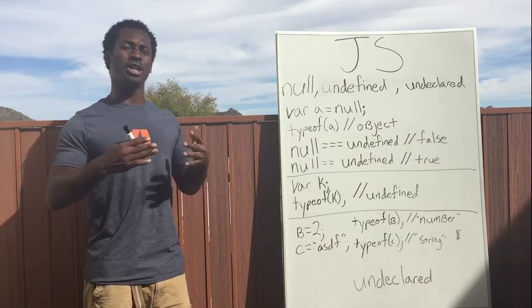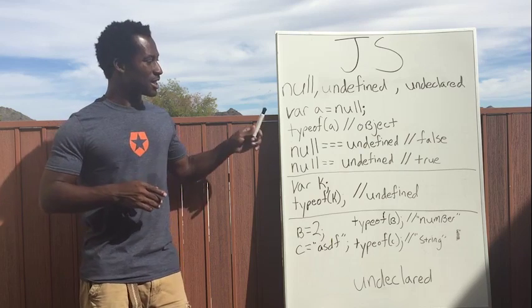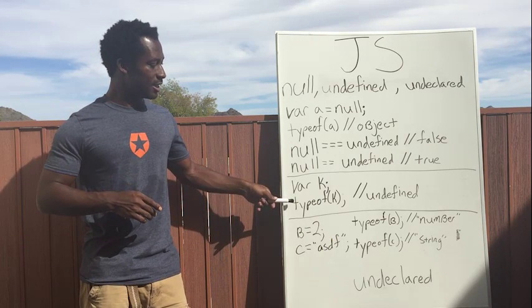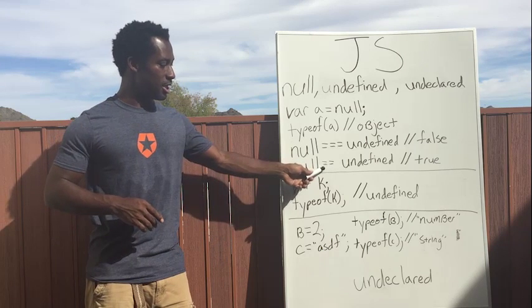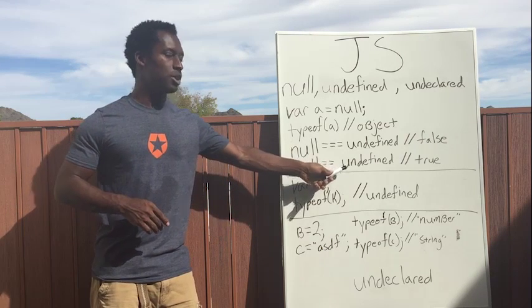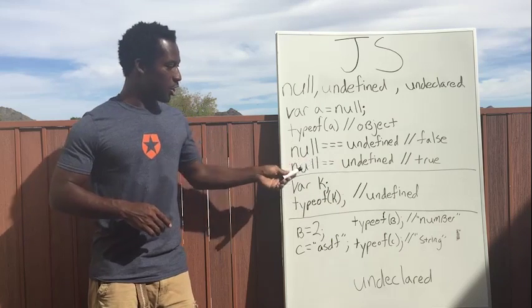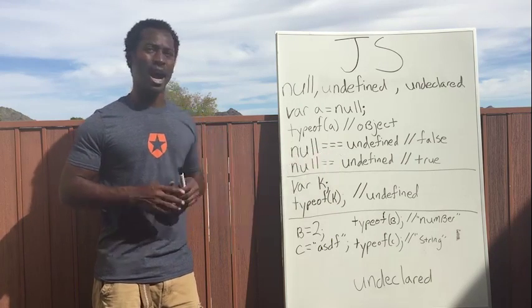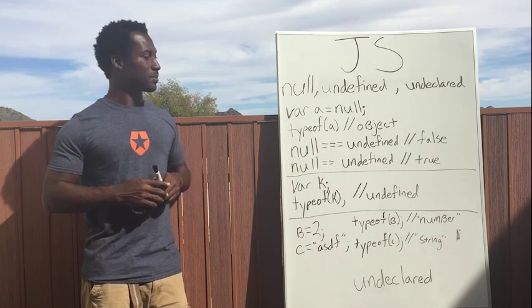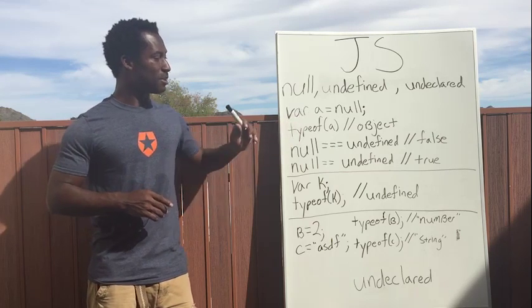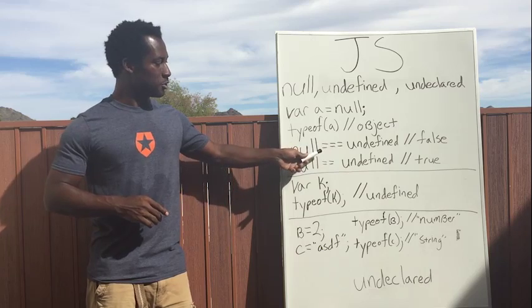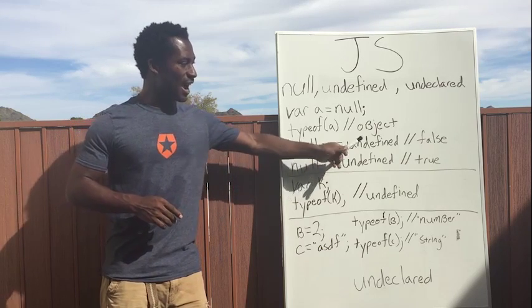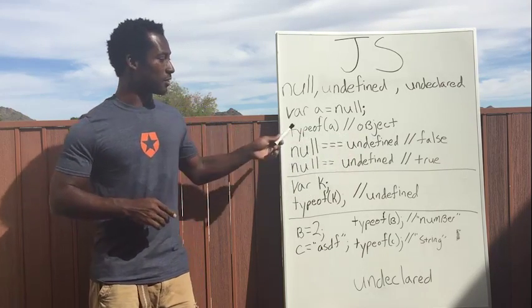The way you can tell the difference between the two, especially null and undefined, is if you do an equivalency test to see if they have the same value, you will get true. You see, null and undefined both have a value of undefined. But if you look at the type, if you do a strict equivalency test, you see null is not undefined because they are different types.